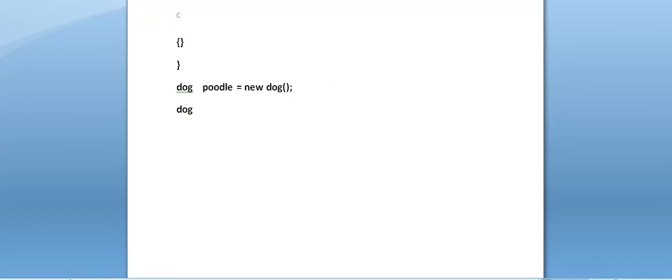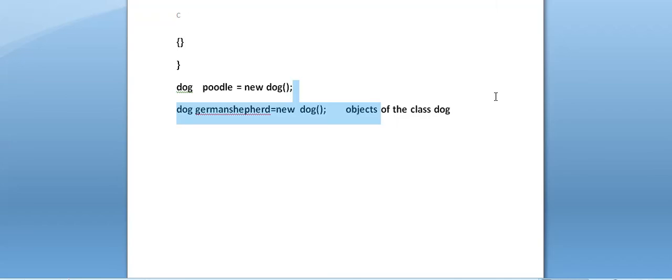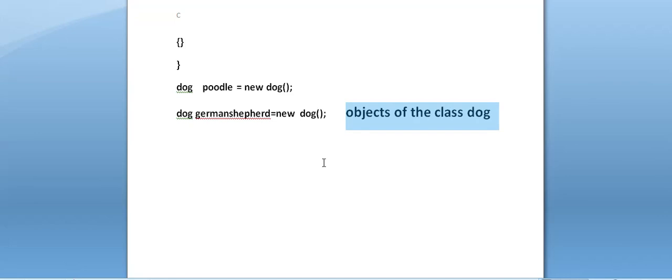Other object which we can create of the class dog is German Shepherd is equal to new dog. Fine. This is how we have created the objects of the class dog. Fine. So new is used to create the objects. Next operator which we learn about is the dot operator.